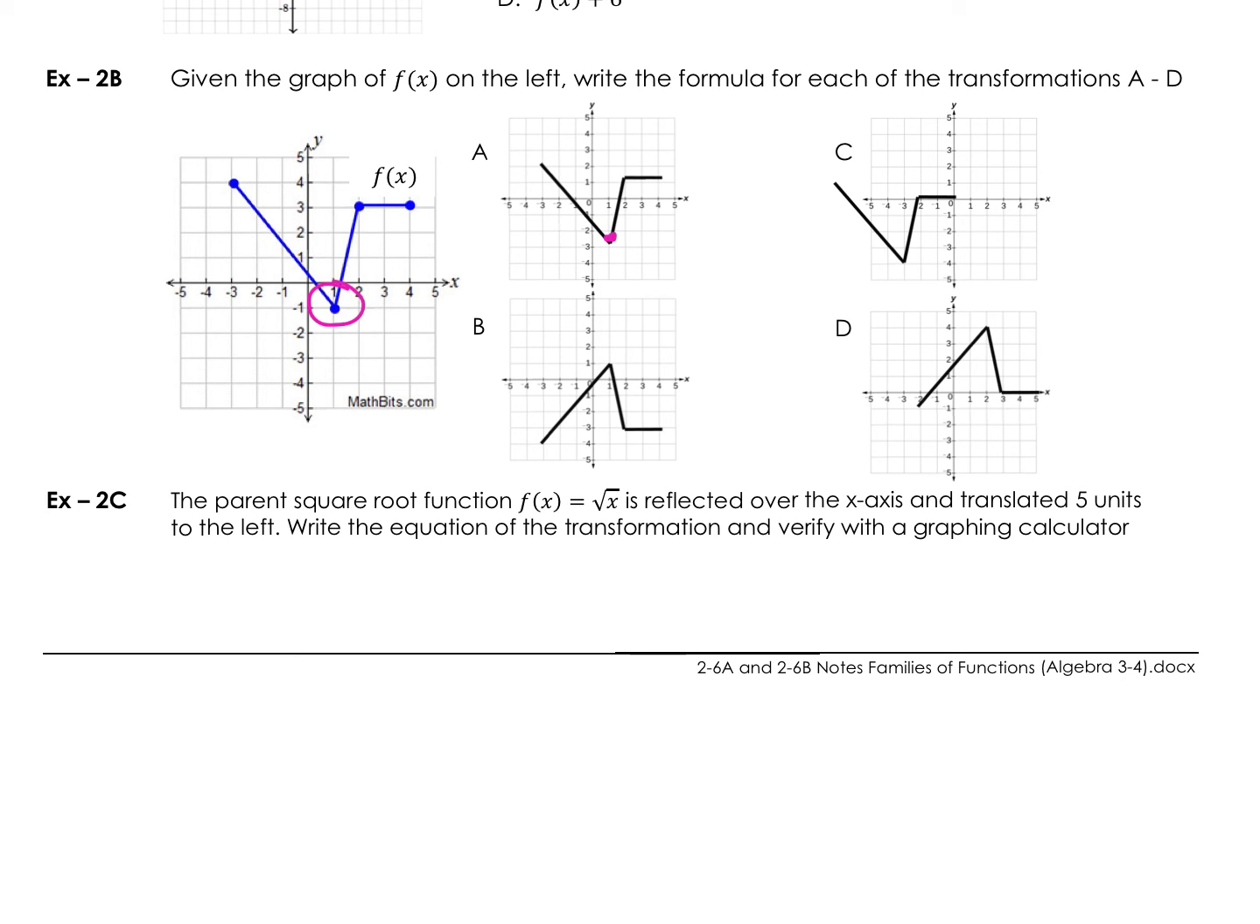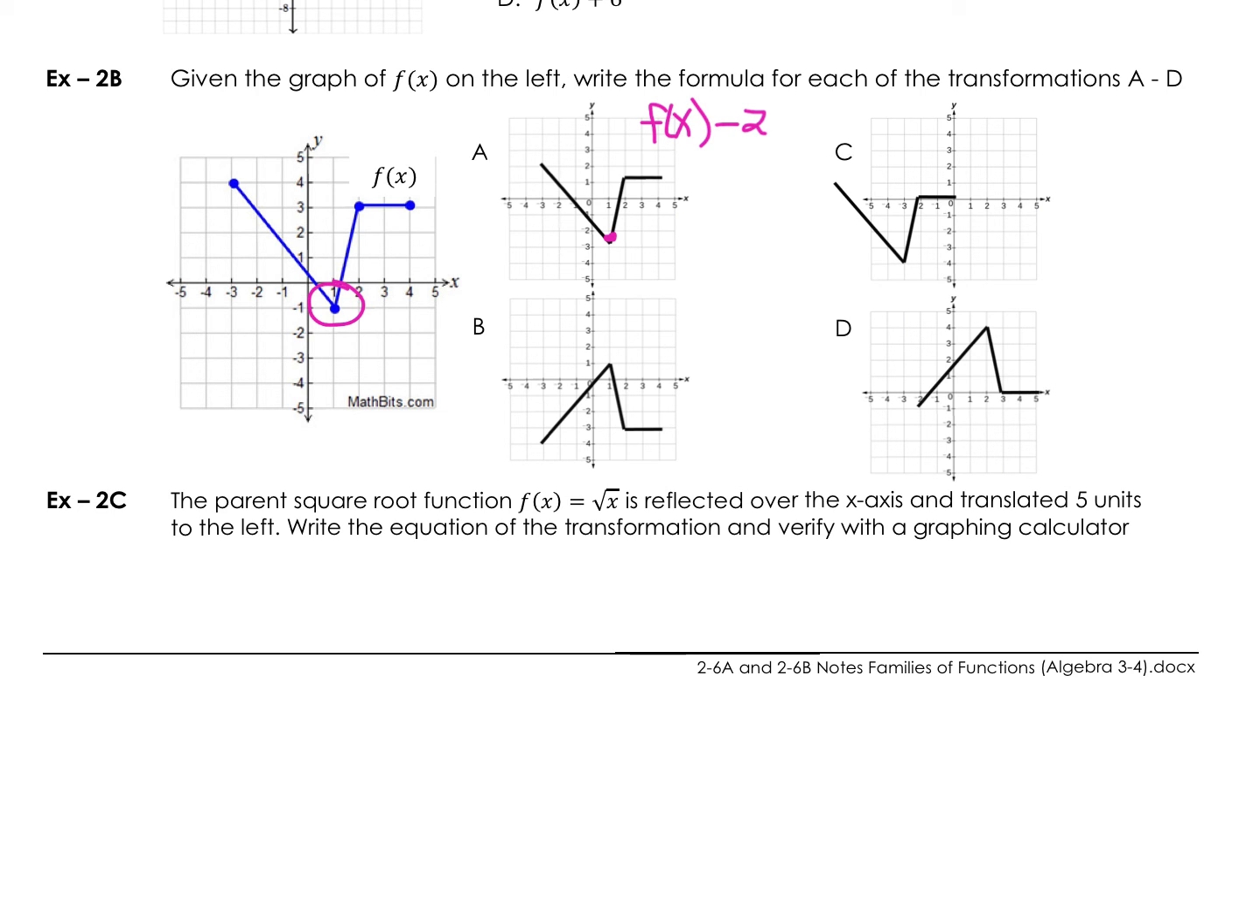So down 2 is a y direction, which means it should be outside the function. So we are going to take f of x, because we don't know actually what the function rule is. We're going to take f of x, and because it moved down 2, that's outside the function, exactly as you think it would be. So it should be f of x minus 2.